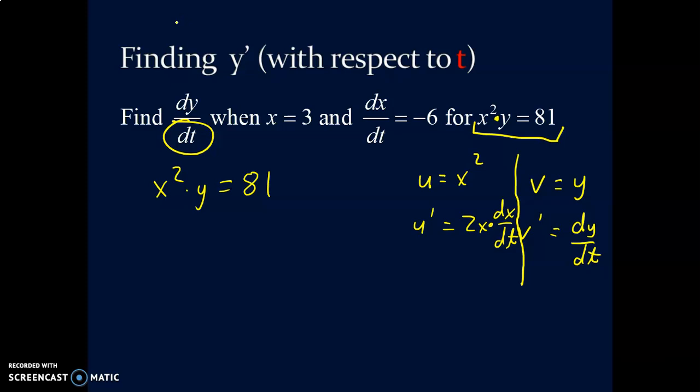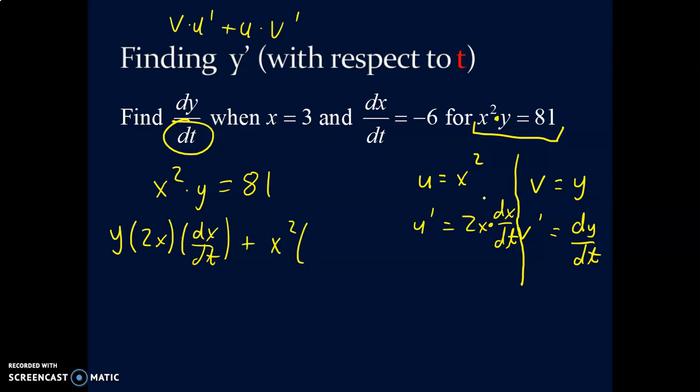All right, so now let's use the product rule. So v times u prime plus u times v prime. So v was y times u prime was 2x times dx/dt plus, and then u was x squared times v prime was dy/dt. And then the derivative of a constant is 0. All right, let's plug in what we know. We know x is 3, we know dx/dt is -6, and we're trying to find dy/dt. So this is what we're trying to find.